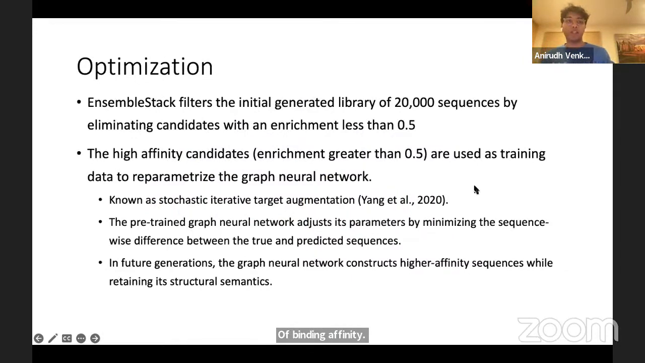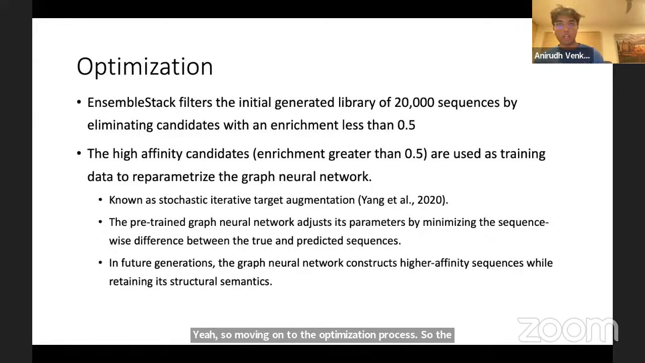Yeah, so moving on to the optimization process. The EnsembleStack algorithm filters the initial generated library of 20,000 sequences. Going back to the graph neural network, all these 20,000 CDR3 sequences were generated by it. All of these sequences are passed through the algorithm, and candidates with an enrichment less than 0.5 are thrown away. The higher affinity candidates with an enrichment greater than 0.5 are used as training data to re-parameterize the graph neural network. And this is known as stochastic iterative target augmentation.